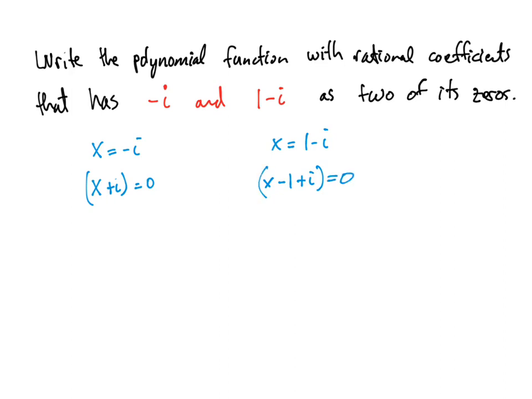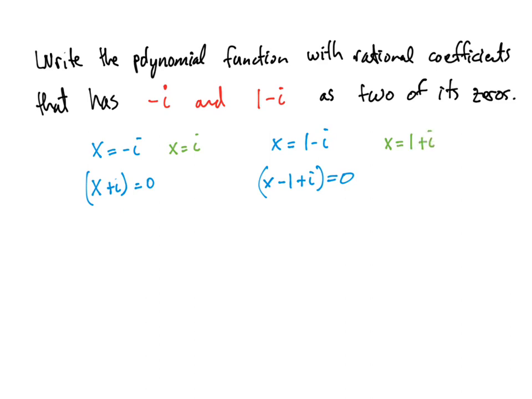Now, when functions have complex zeros, in other words, zeros that have imaginary numbers in them, like these do, negative i and 1 minus i, the conjugates of these complex numbers are also zeros. So x is equal to negative i is one of the zeros. x is equal to positive i is another zero, or its conjugate. Similarly, x equals 1 minus i is a zero. x is equal to 1 plus i is also a zero.